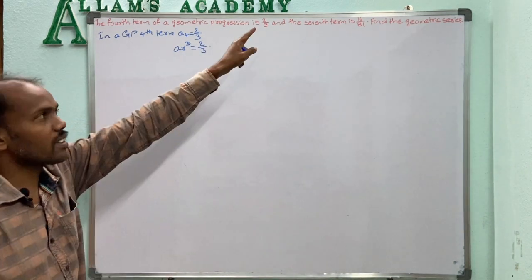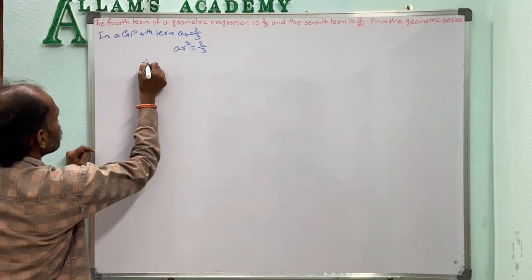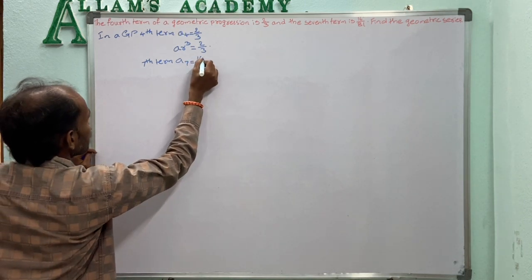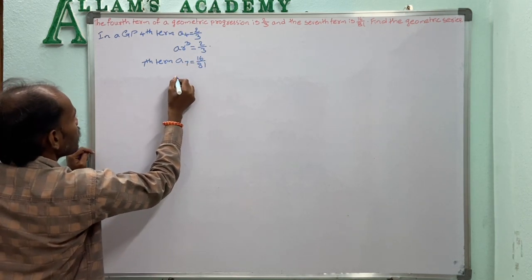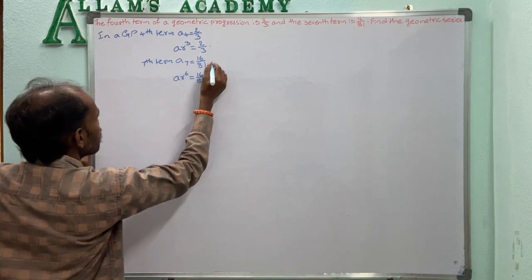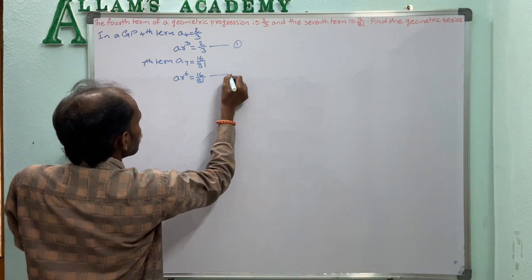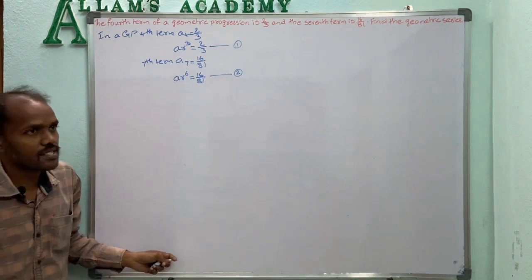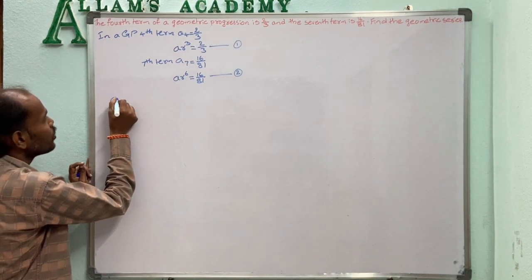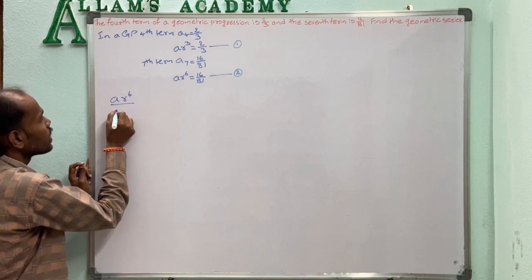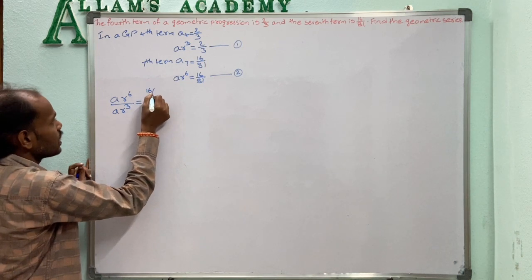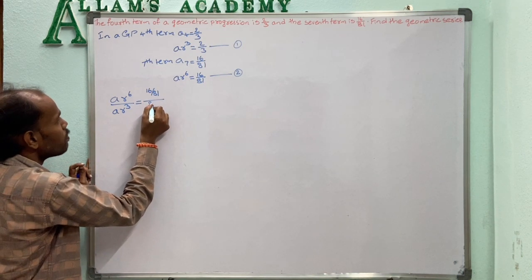Next, the seventh term a7 is given as 16/81. So a7 is a r^6 = 16/81. These two will be taken as two equations. Now dividing the second equation by the first equation, we get a r^6 / a r^3 = (16/81) / (2/3).